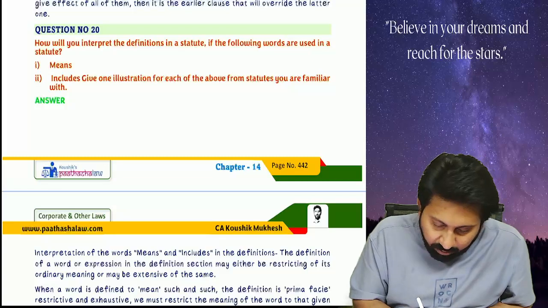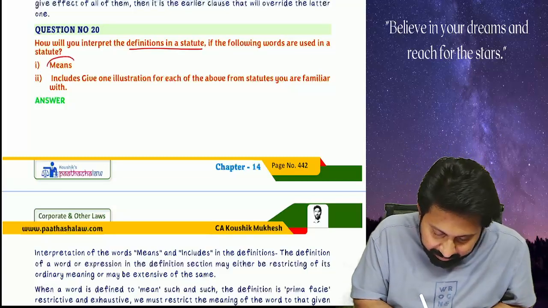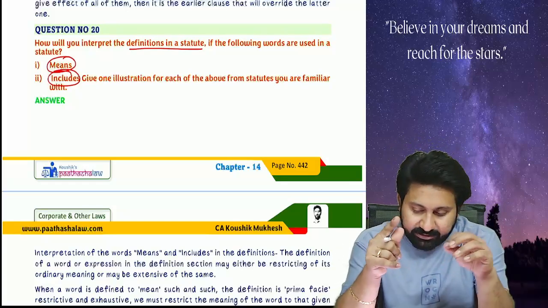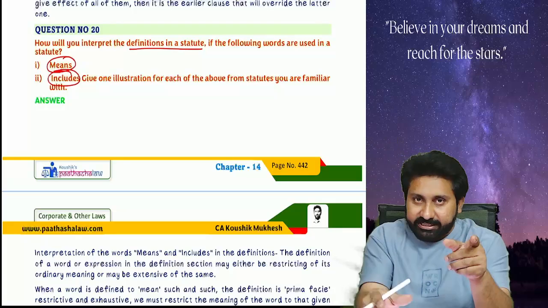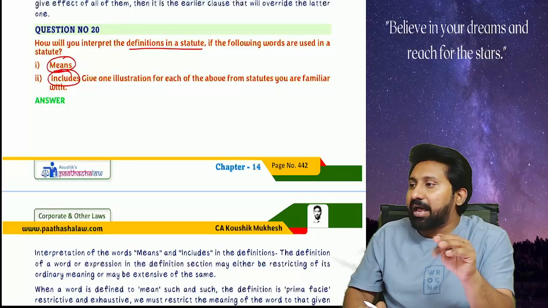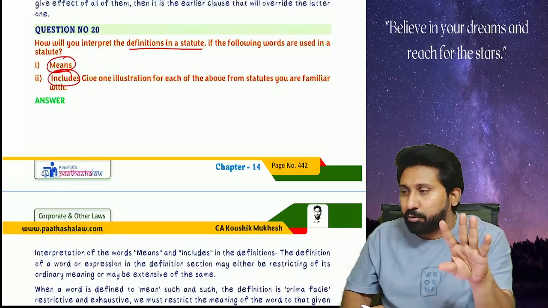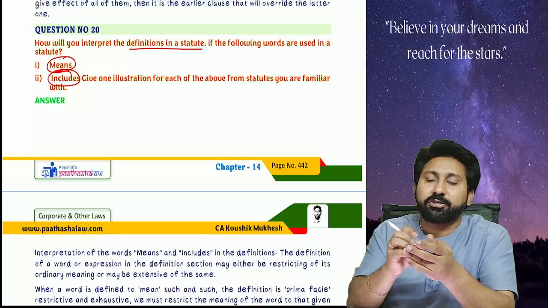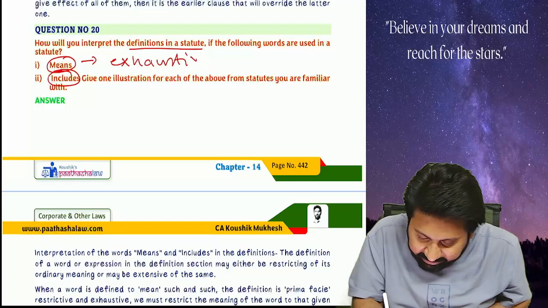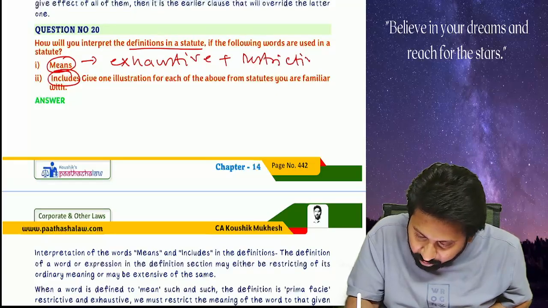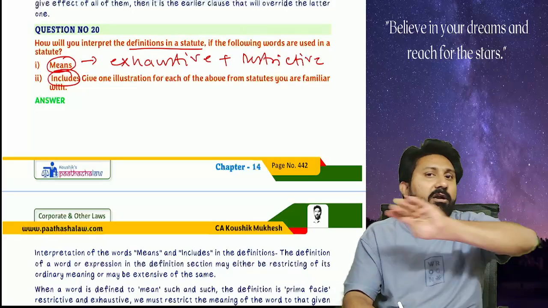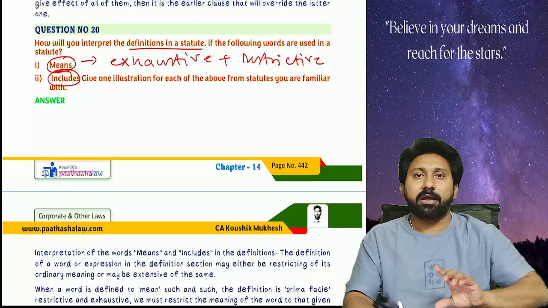How will you interpret the definitions in a statute? Means, includes. Whenever the definition uses the word means and gives a list, only those things should come within the meaning of the term. All other things should not be given any importance. I repeat one more time: if a definition uses the word means, only those things should come. Means always results in exhaustive and restrictive. You have no authority to add anything or delete anything. It should be read as it is. The court will not allow you to add anything or modify anything.